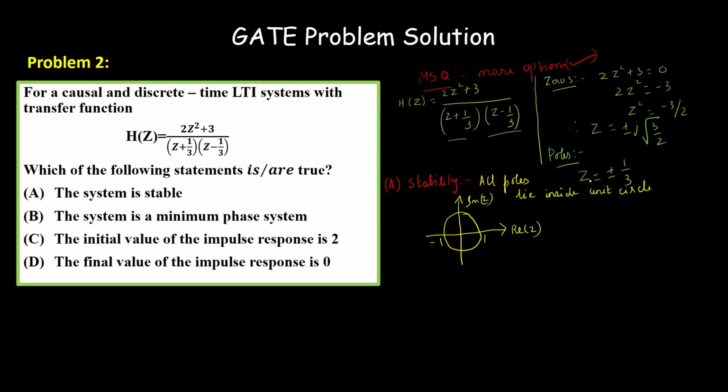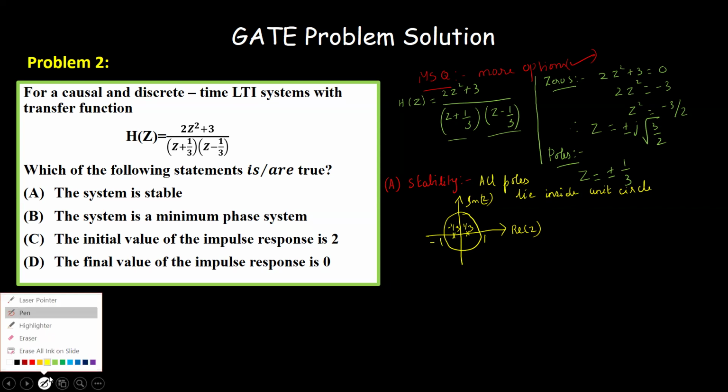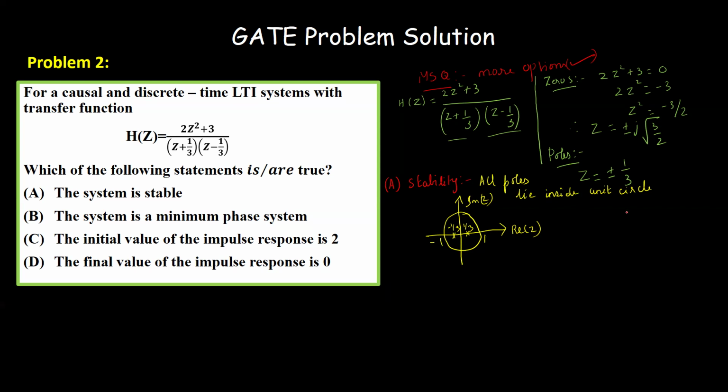What are the poles? Z equal to plus or minus 1 by 3. So 1 by 3, we can mark here. This is minus 1 by 3 and this is plus 1 by 3. So all the poles are lying inside the unit circle only. So we can say this system is stable. Okay, so option A is the correct one.